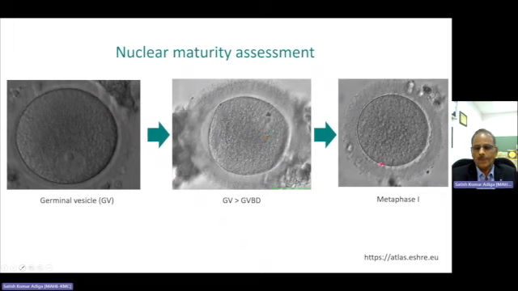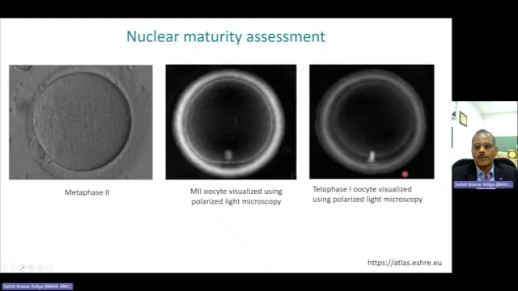Once the GVBD completes, the oocyte is now called metaphase 1 stage. As you see in this picture, there is no germinal vesicle and no polar body in the perivitelline space. Here we have a mature human oocyte, which is in the metaphase 2 stage.